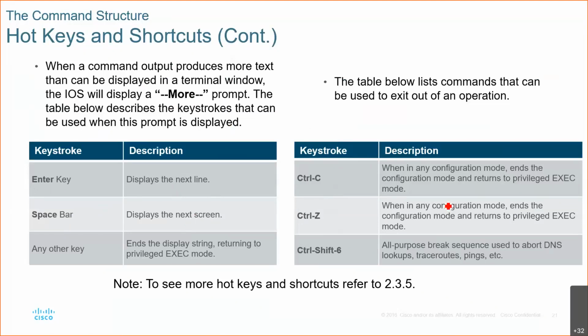Control C, when in any configuration mode, ends the configuration and returns to privilege exec. Control Z, when you're in any configuration mode, also ends the configuration and returns to privilege exec mode. Control Shift 6 is an all-purpose break sequence used to abort DNS lookups, trace routes, pings, etc. So any ping that you're not getting a reply from and want to get out of, just press Control Shift 6.